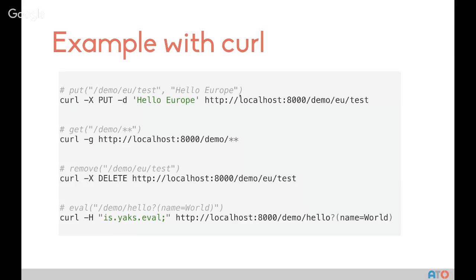Still, remember that you address the localhost, but the put might go to a remote storage in another YAKS instance, depending on where the storage matching /demo/eu/test is deployed. And same for the get. When you do a get on /demo/**, it might call the YAKS system to get the data from different storages. So we have examples of delete and eval here.